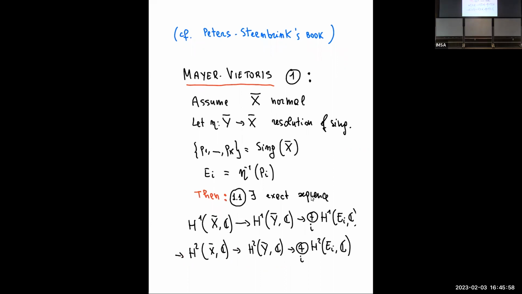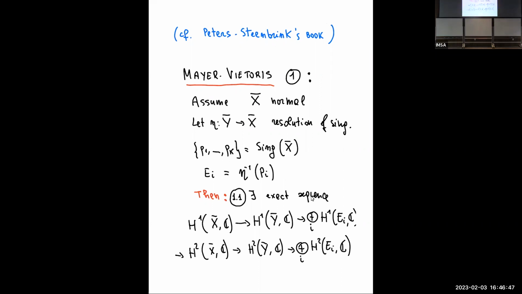To be more precise, looking, for instance, at the book of Peters and Steenbrink on mixed Hodge structures, we have two kinds of Mayer-Vietoris sequence. The first one we use is in the case where we consider X normal. So we have here the notation with X bar, it is just a uniform definition. And we have the singular points P1, ..., Pk, and we consider the elliptic curves which correspond to the resolution of the singularities. So the first exact sequence we use is this one.